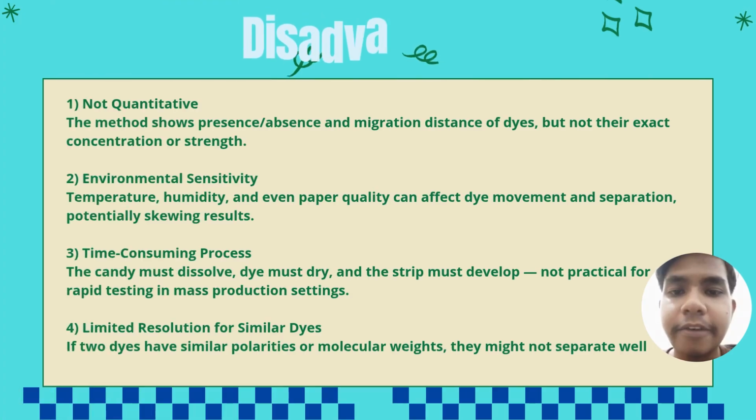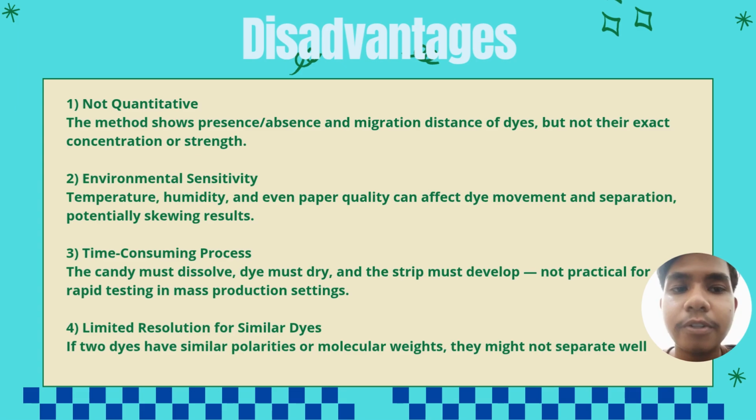Disadvantages. First, not quantitative. The method shows presence or absence and migration distance of dye, but not their exact concentration or strength. Second, environmental sensitivity. Temperature, humidity, and even paper quality can affect dye movement and separation, potentially skewing the result. Third, time-consuming process. The candy must dissolve, the dye must dry, and the strip must develop. Not practical for rapid testing in a mass production setting.